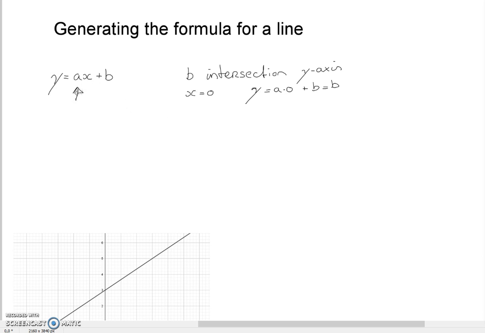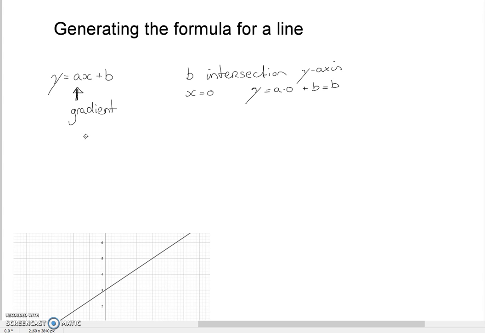More difficult to understand in one single glance is the property of a. What a does is it is the gradient, and what it describes is the way that the graph moves. Does it go up, then a is positive. Does it go down, then a is negative. And the higher a is, the steeper the line. Or for a negative a, the lower it is, the steeper.